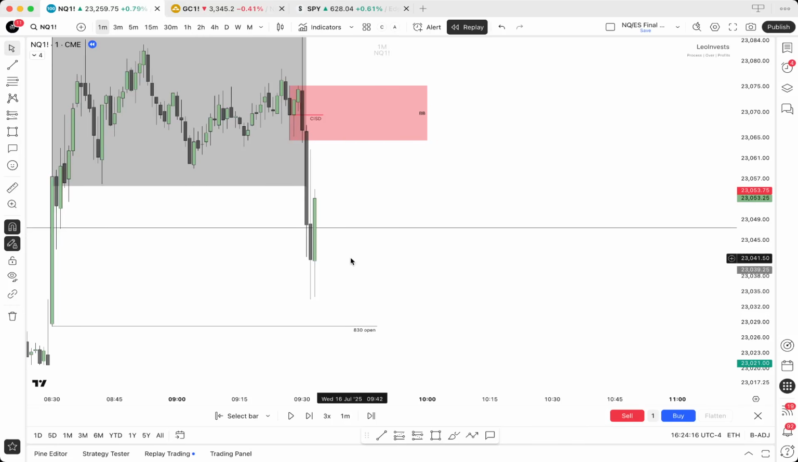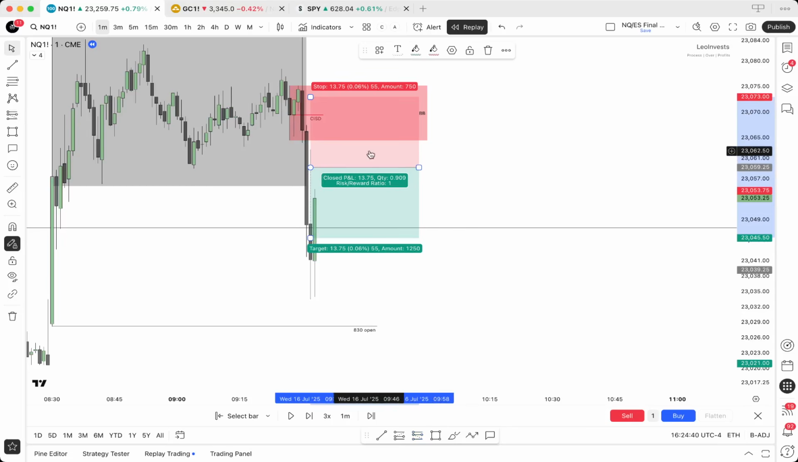And so on the 1 minute time frame, my entry was taken at, let me get the exact numbers, 23,059.25. And so this became my short signature entry here. So I will mark this out on the chart. We'll just mark this out as our 59.25.